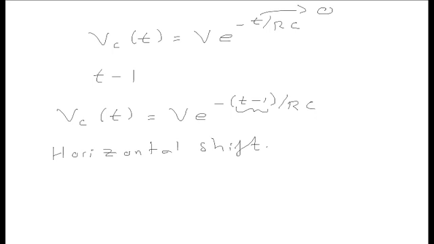Now, if it isn't 1, let's say it's 2 or 3 or negative 5. In other words, if our switch opens at time equals t0, then we do a horizontal shift by t0 seconds. Vc of t is V e to the negative t minus t0 over RC. This is especially useful when we have multiple different switches. Let's say that I were to switch one voltage source in and then off, and in and off, alternating back and forth. I will change when this t0 is.